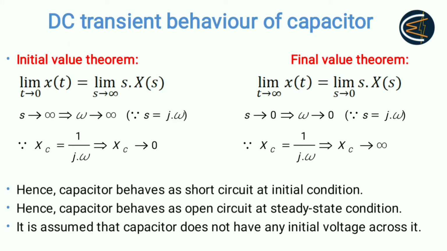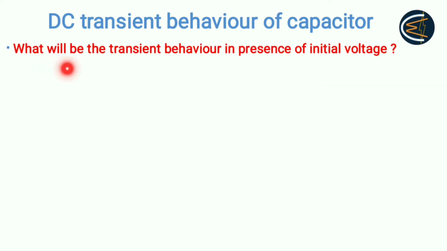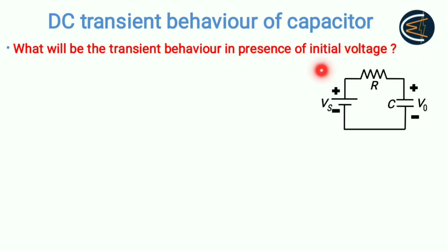Okay, so now let's see what will happen when a previous voltage is present across the capacitor. So this is the question: what will be the transient behavior in the presence of initial voltage? Just consider this is the circuit, an RC series circuit, and initially V0 is the previous value of voltage, the initial value of voltage across the capacitor, and suddenly this supply voltage has come into the picture. So now what will be the transient behavior? That is the point of discussion.